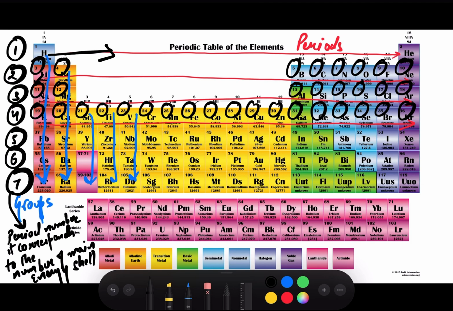So the first shell gets completed in the first period, second shell gets completed in the second period, the third shell gets completed in the third period, the fourth shell gets completed in the fourth period, the fifth shell gets completed in the fifth period, sixth shell gets completed in the sixth period. Finally, the seventh shell gets completed in the seventh period with atomic number of 118.